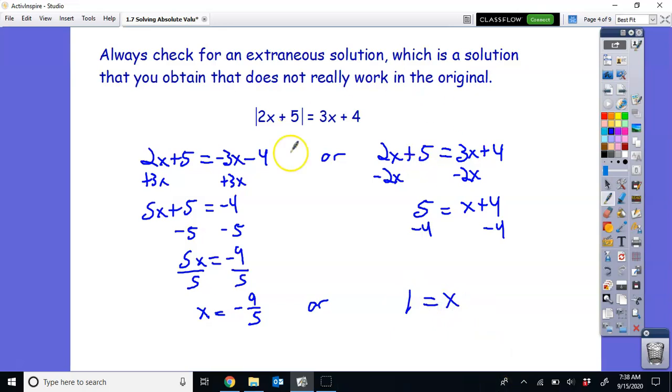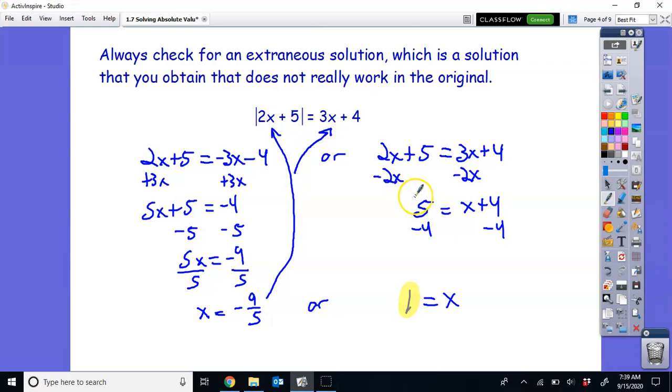So here's the issue. When you have these ugly ones with absolute values, because absolute values are so weird, I'm talking about distance, and it's not just a normal number. When you plug this 1 into the equation up here, it gives you 7, and it gives you 7. The absolute value of 7 is 7.